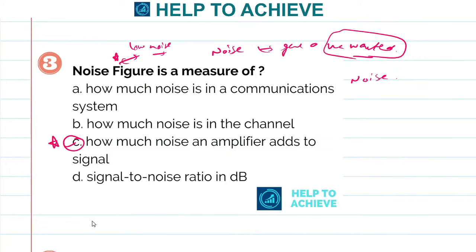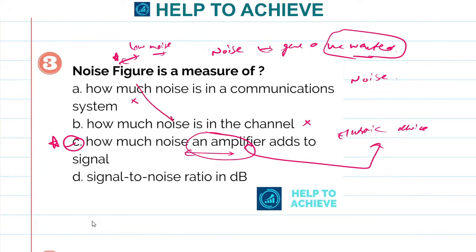Okay, how much noise is in a communication system? This is not the answer, not in the channel. The correct answer is how much noise an amplifier adds. As I have just said, electronic devices themselves generate some noise. An amplifier is an electronic device, so that will be generating noise. And to know the noise generated by an amplifier, noise figure is used.